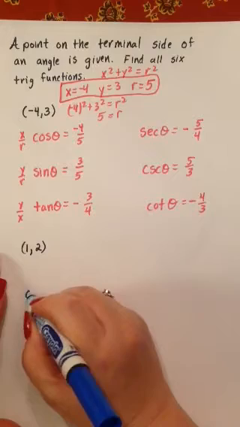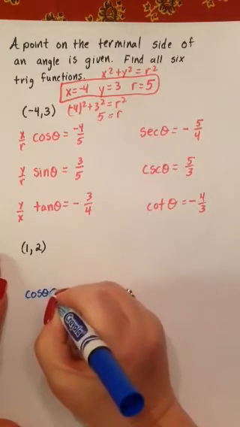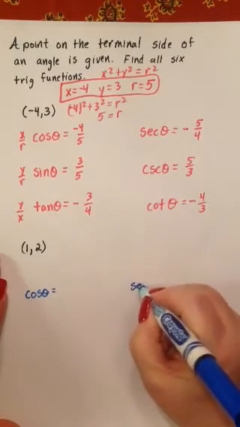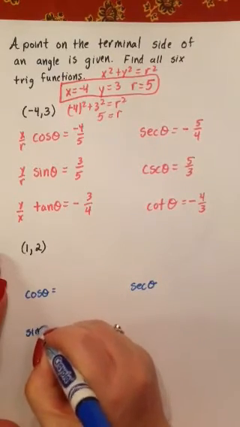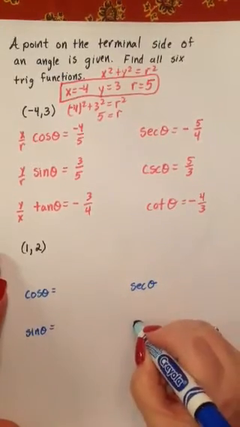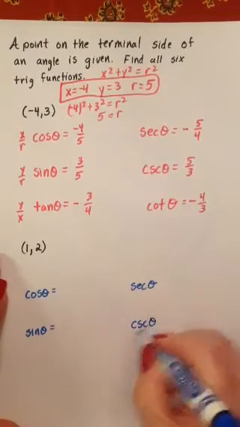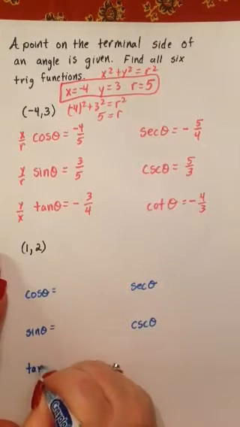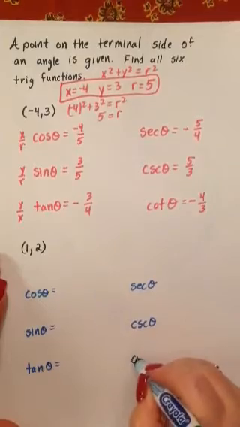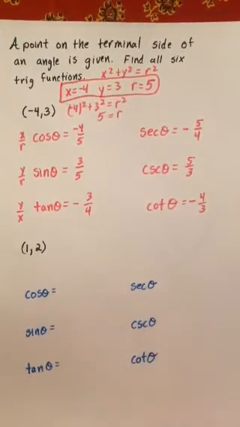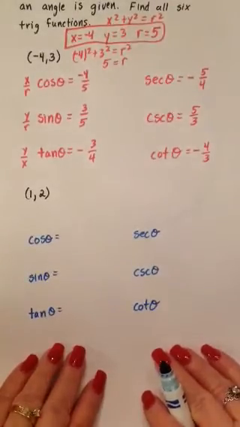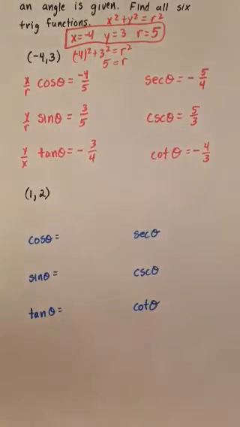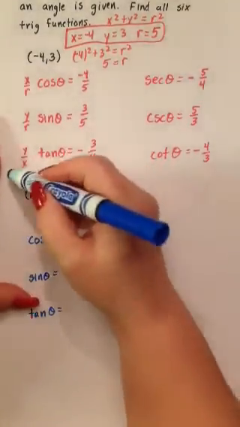So we're going to have to figure out cosine of theta and secant of theta. And then we're going to have to do sine of theta and its reciprocal cosecant of theta. Then we'll do tangent of theta and its reciprocal, which is cotangent of theta. Let me make sure we can see all those, and we can't see them very well. So I'm going to scoot up a smidge. Okay.